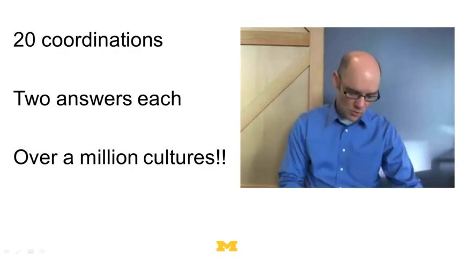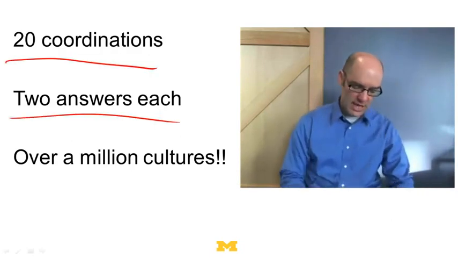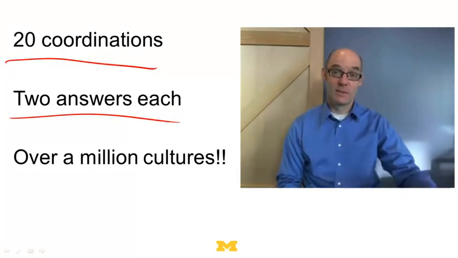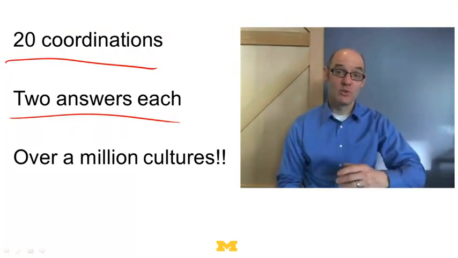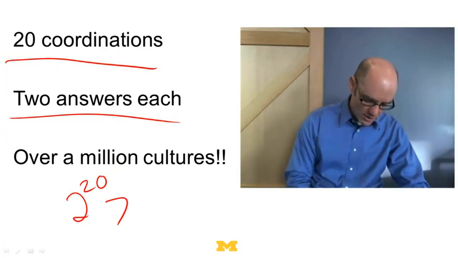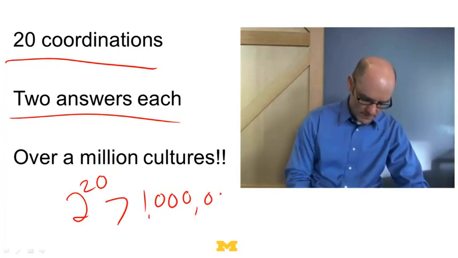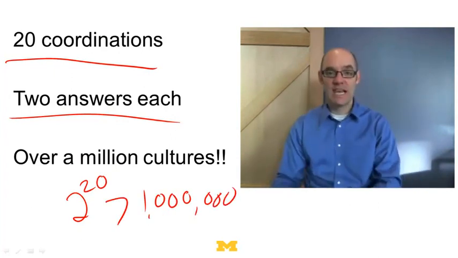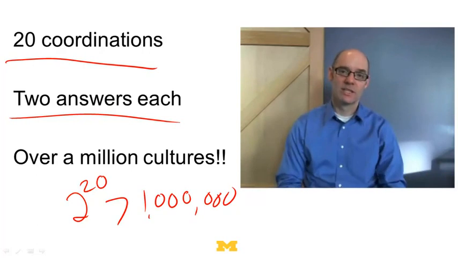So if we assume there's just 20 of these coordination games, and there's 2 answers to each one, some of them have maybe 5 or 6 answers, but let's just suppose each one's just a yes or no thing, then we get 2 raised to the 20th power, which is bigger than 1,000,000. So there's 1,000,000 different cultures you could get just with these 20 coordination games.